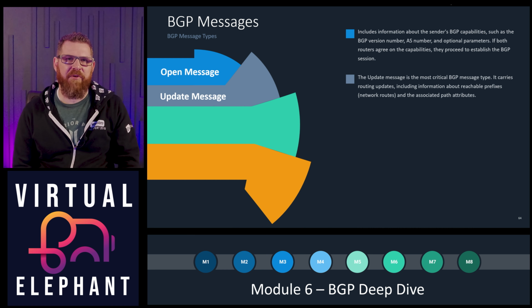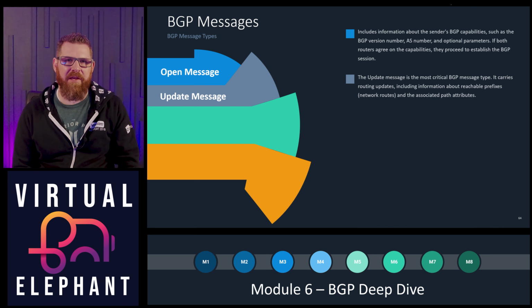The next type of message is an update message. And this is the most critical BGP message type because it carries routing updates, including information about reachable prefixes or network routes and the associated path attributes. And the path attributes help routers make routing decisions based on policies and path information.